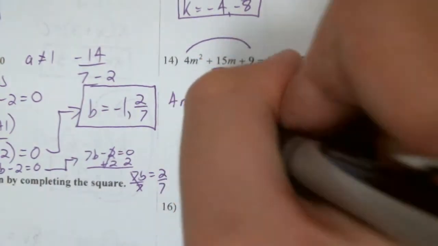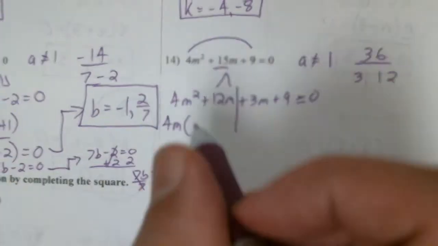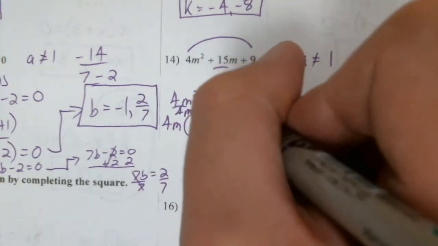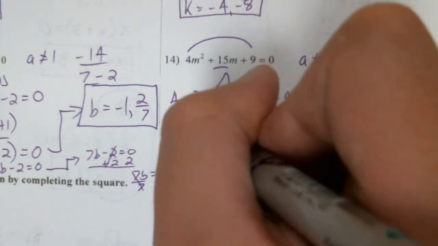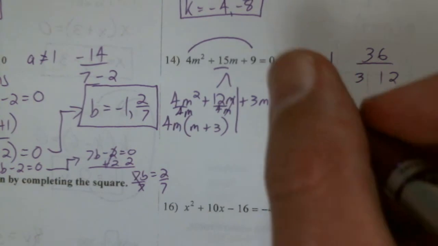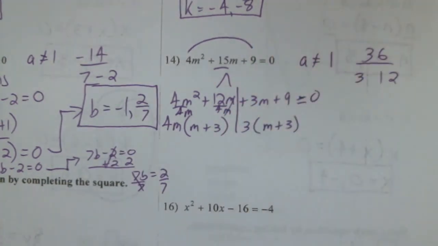All right, now I'm ready to draw my curtain and group. I can factor out a 4m. 4m divided by 4m leaves me with m. 12m divided by 4m, the m's cancel, that leaves me 3. Just to refresh your memory on how to do that. Y'all should be really good at this by now. We've done this a bunch. What can I factor out here? I can factor out a 3. That's going to leave me with m plus 3.